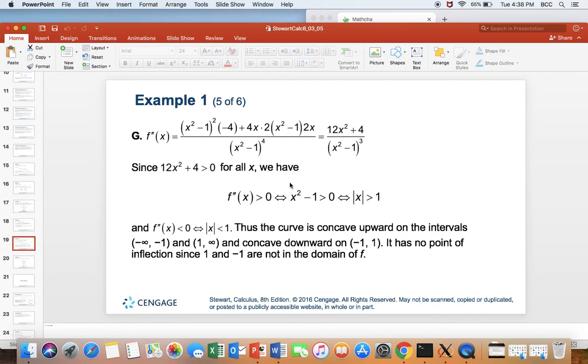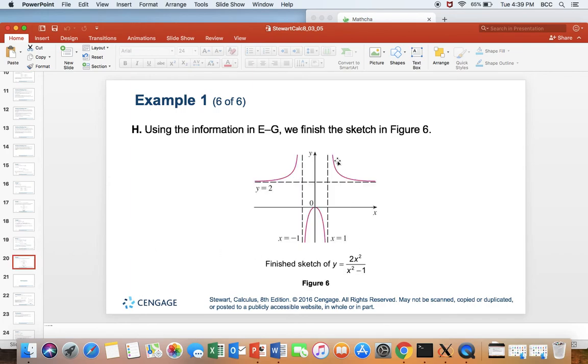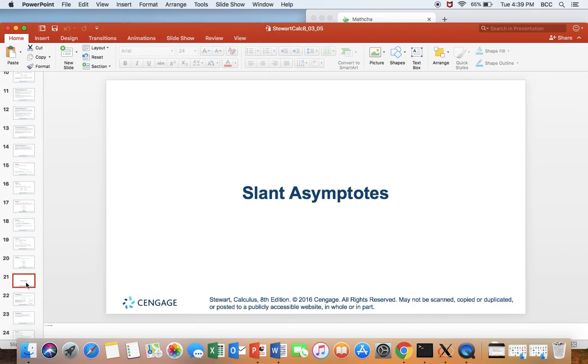And finally the second derivative, again a lot of calculation. This you'll have to do by hand. That's how you know concavity. So there you go. Until then, let's see a few examples where slant asymptotes occur. That will be the next video.